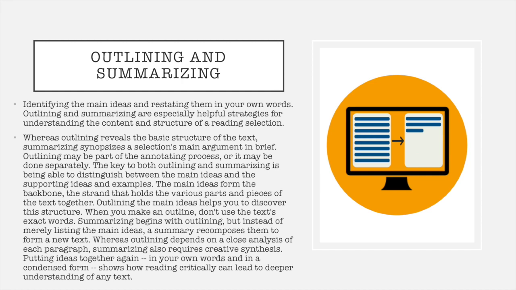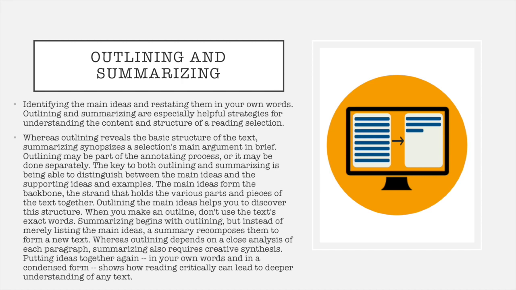Our next strategy is outlining and summarizing, identifying the main ideas and restating them in your own words. Outlining and summarizing are especially helpful strategies for understanding the content and structure of a reading selection. Whereas outlining reveals the basic structure of the text, summarizing synopsizes a selection's main argument in brief. Outlining may be part of the annotating process, or it may be done separately.